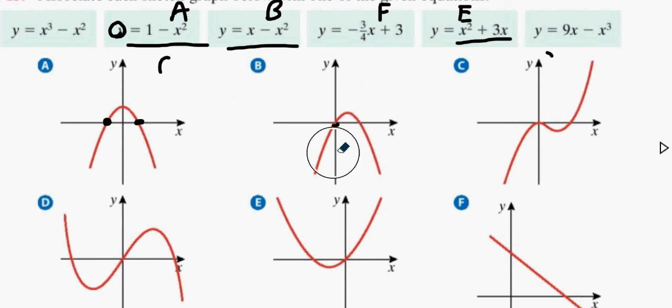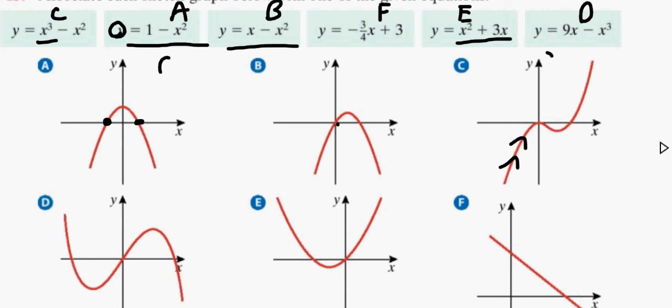What else is there? Positive x cubed, so what does that mean? On its way up, followed by its way down, so that's C. And the last one is D. Yes?